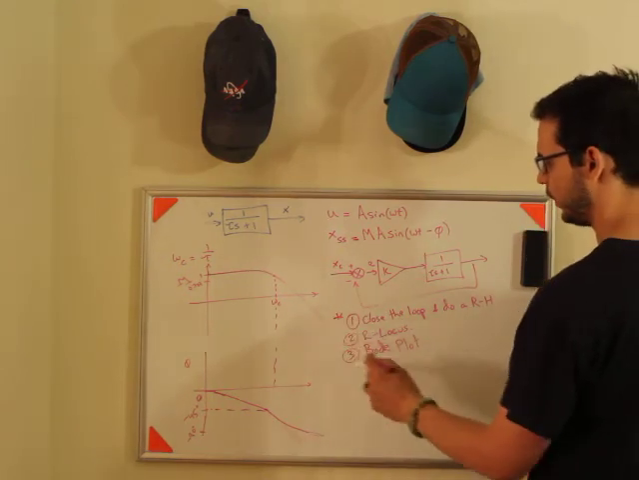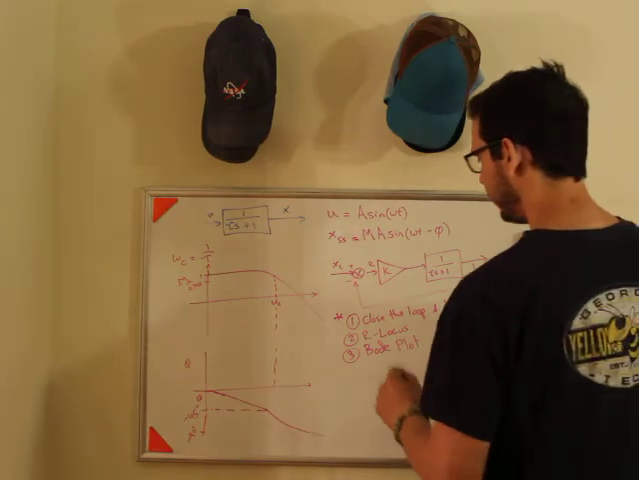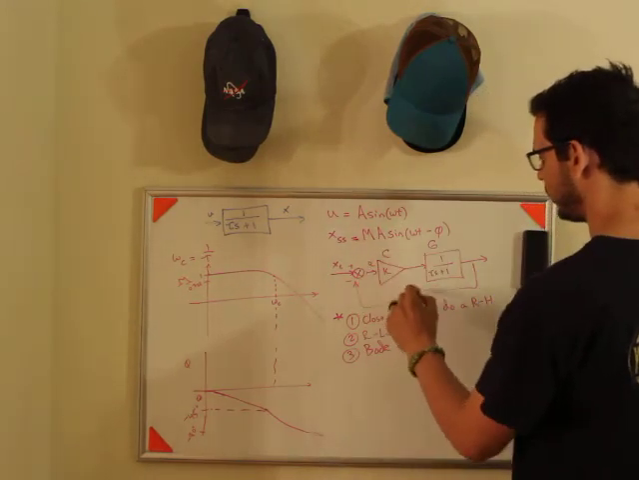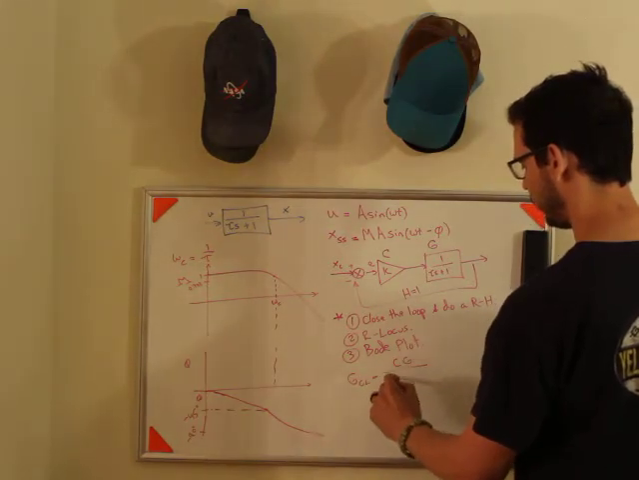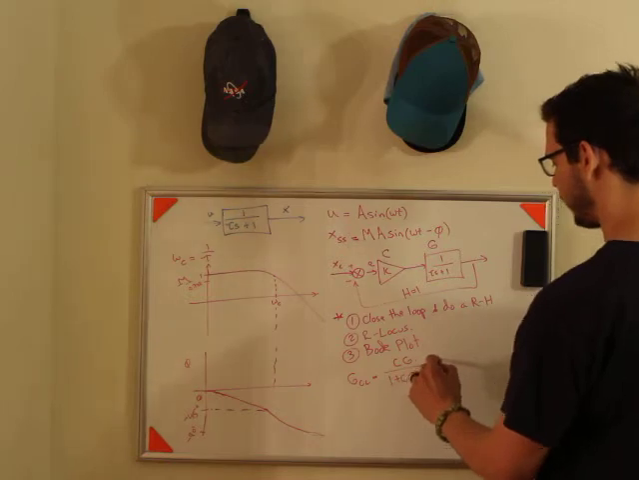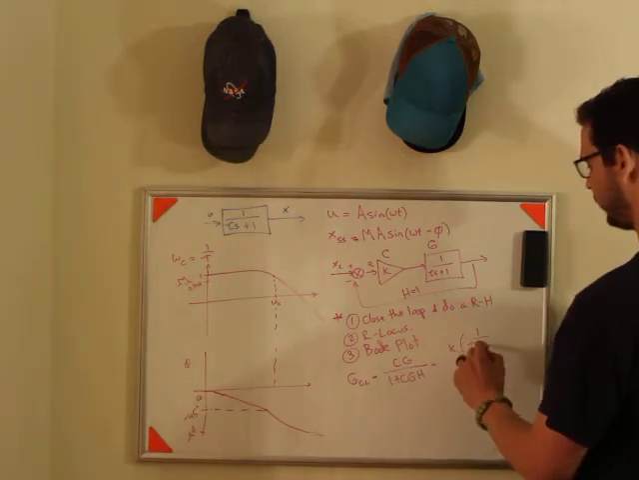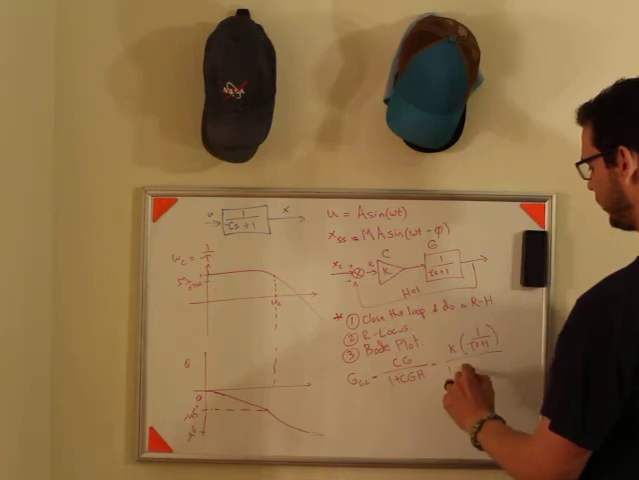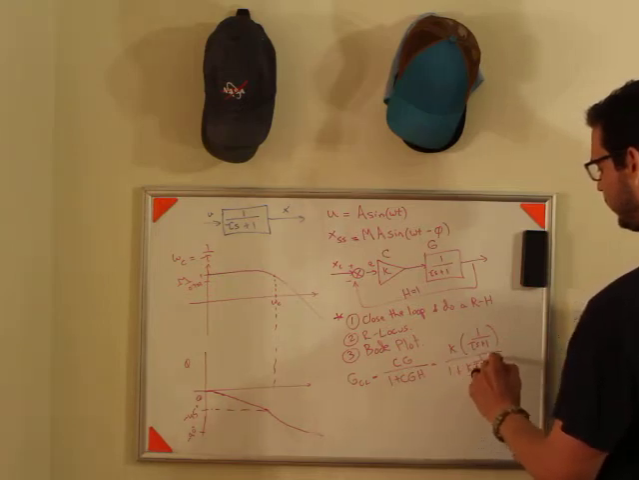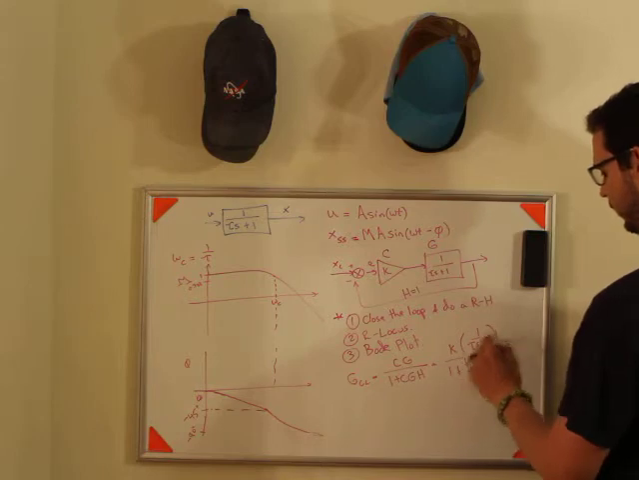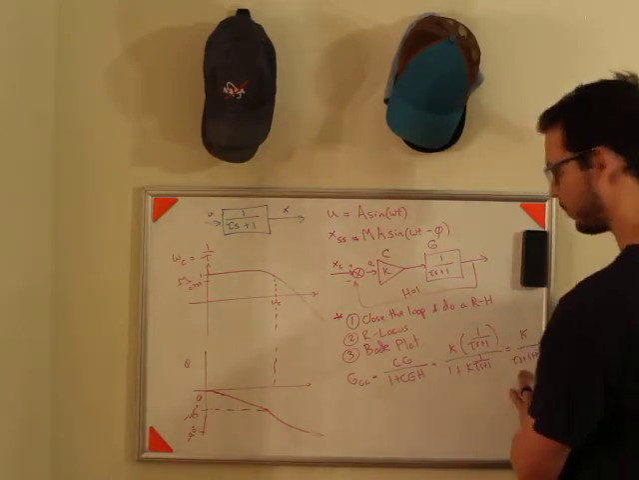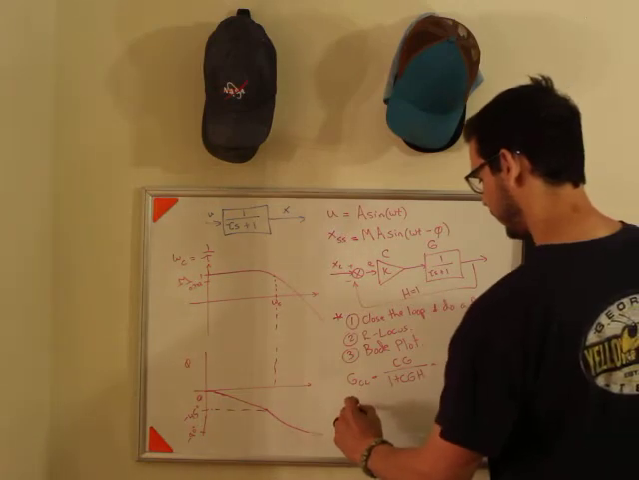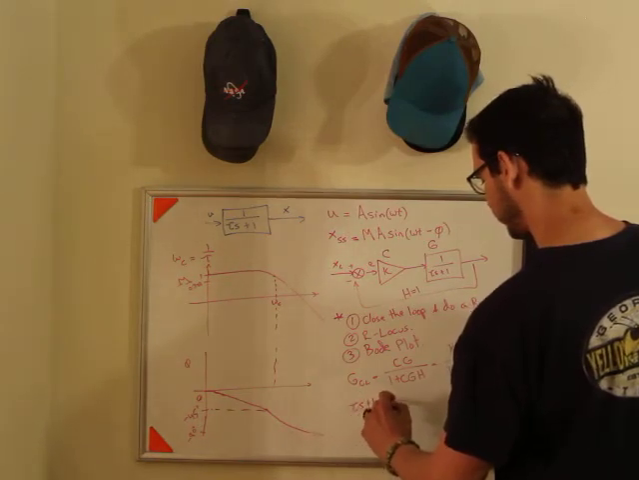So first, let's look at number one. So let's close the loop and do a Routh-Hurwitz table, okay? So if I close the loop, this is C, this is G, H is equal to 1. My closed loop transfer function is CG over 1 plus CGH. So I'm going to get K times 1 over tau S plus 1, over 1 plus K times 1 over tau S plus 1. If I multiply by tau S plus 1 on the numerator and denominator, I'm going to get K over tau S plus 1 plus K.